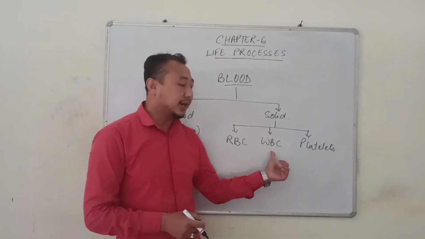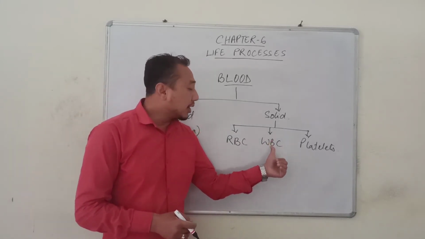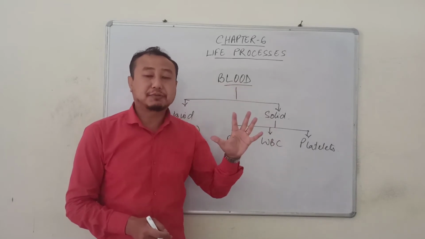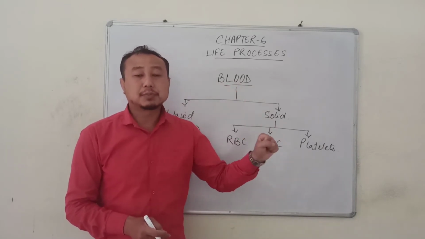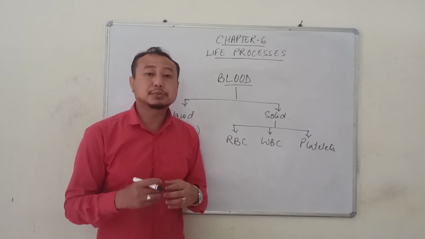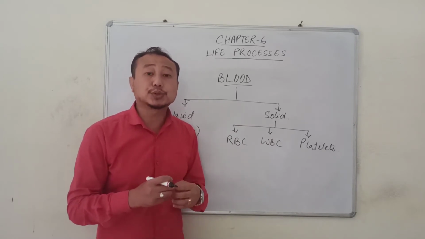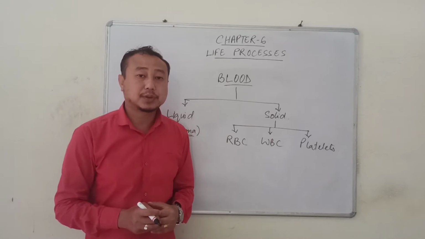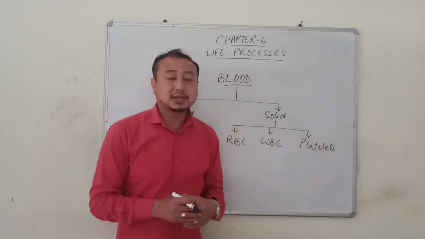The second component is the WBC. WBC is again made up of 5 different components. These 5 components perform a single function, that is, fighting the germs that enter inside our body which cause different types of diseases. The last component is the platelets.